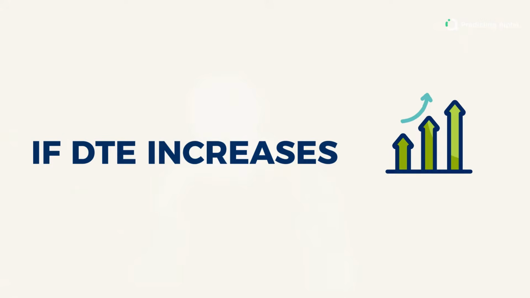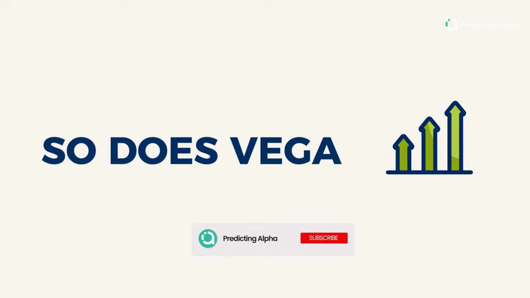But if there's still 100 days to expiration, well, there's a lot of room for things to change regardless of today's movement. And so all of a sudden, we see that forecast of the future playing a much bigger role in the value of the option. So as days to expiration increases, so does Vega.